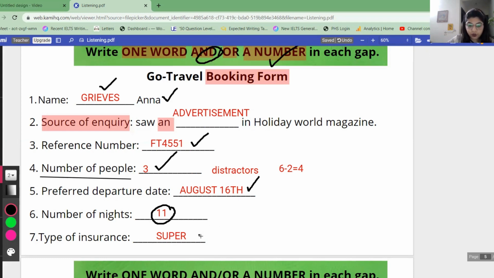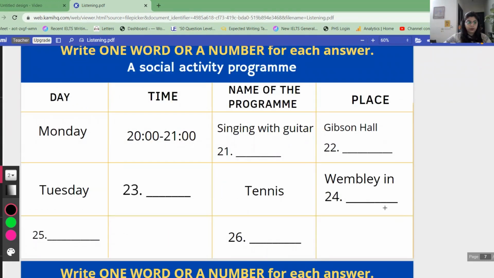In the same way in insurance, he mentioned 3 types of insurance and the girl said standard is basic. I believe super is fine. So the answer would be super. Okay, so this is how you are supposed to find your answers in sentence completion. Hope you people are clear with this. Now begin with the new set of questions.